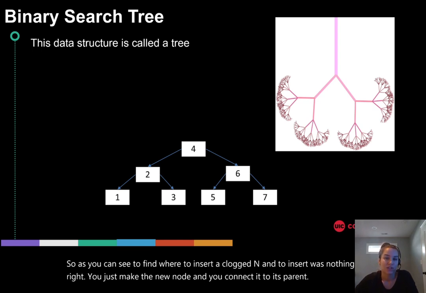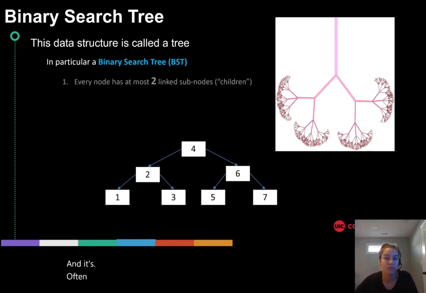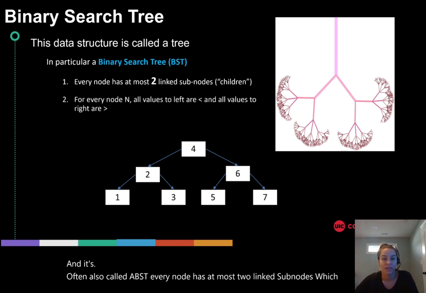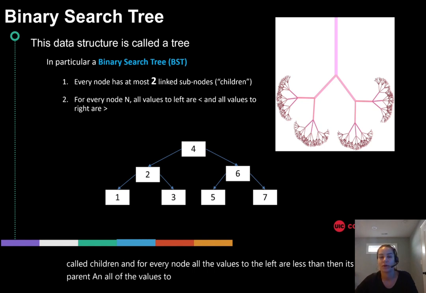This structure is called a binary search tree, and it's often also called a BST. Every node has at most 2 linked subnodes, which are called children, and for every node, all the values to the left are less than its parent, and all of the values to the right are greater than its parent.